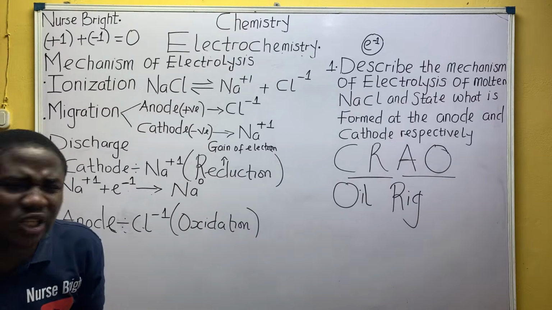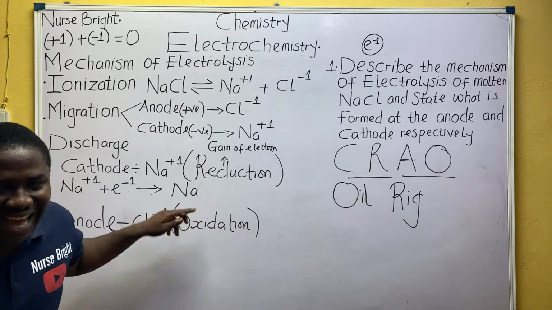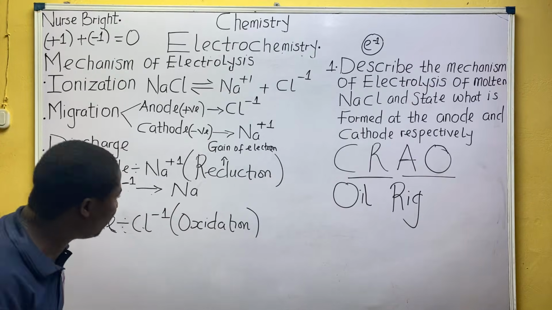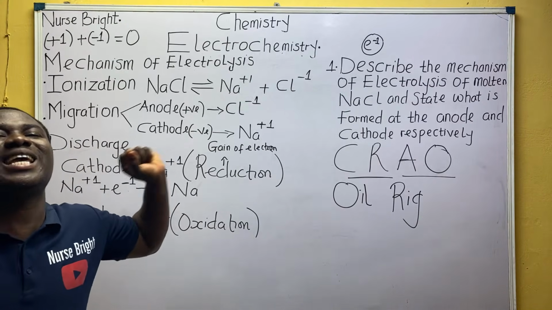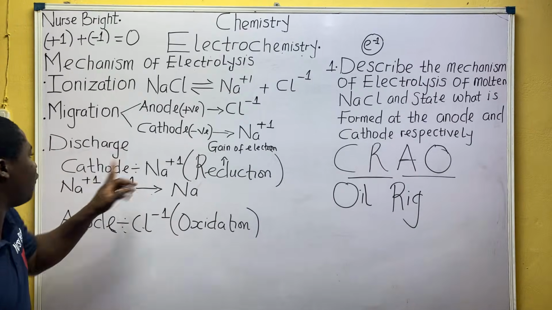When I have 0 charge, I am neutral. So basically, that is for that. So this sodium is neutral. This sodium is electrically neutral. There is no charge. So this is the correct reaction for the cathode.